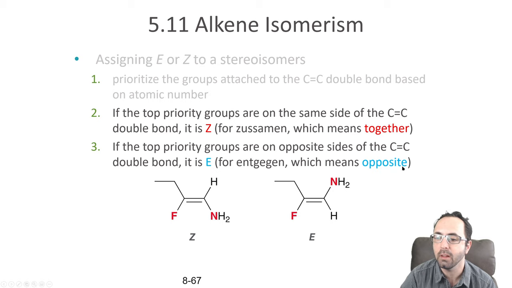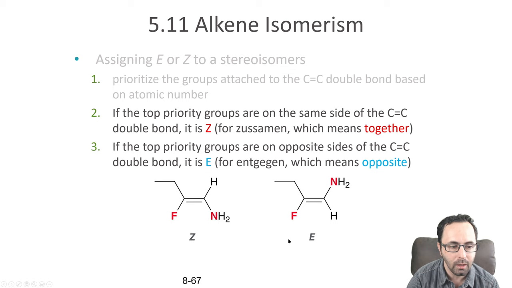And so this moves us beyond cis and trans into a designation that works for any double bond, whether it has two of the same groups on either side or not. When we get to alkenes, we'll talk about how Z and E are integrated into the naming systems. So that is the end of our chapter 5 lectures.